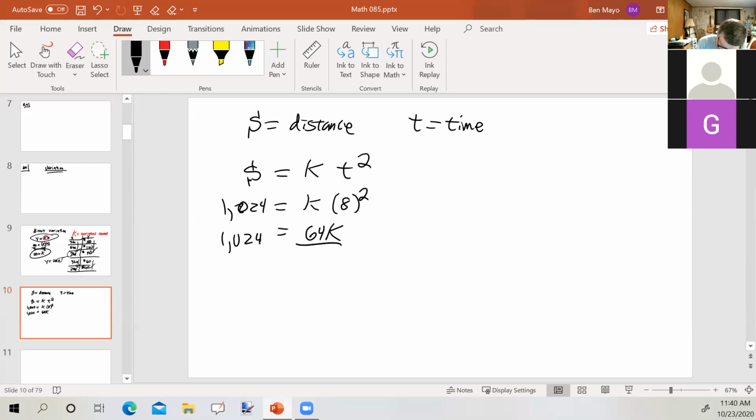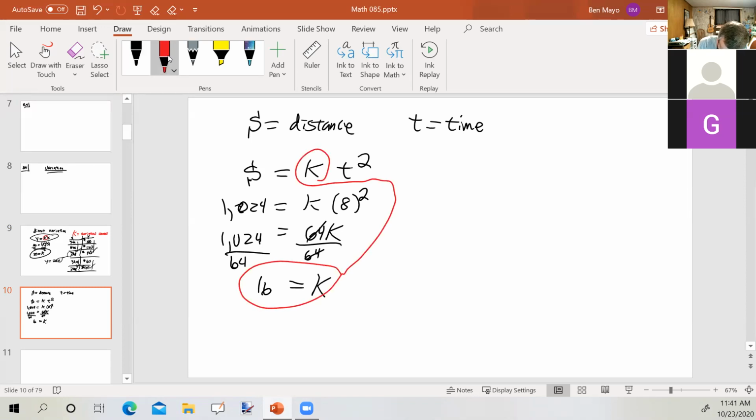Divide by 64. Correct. And let's see, 1,024 divided by 64 is 16. Okay, so now I know k is 16. So that goes back into my original equation or formula. So now I've got my general formula for this problem.